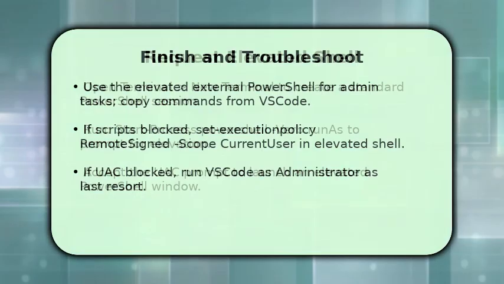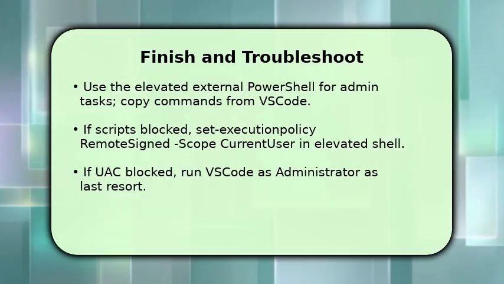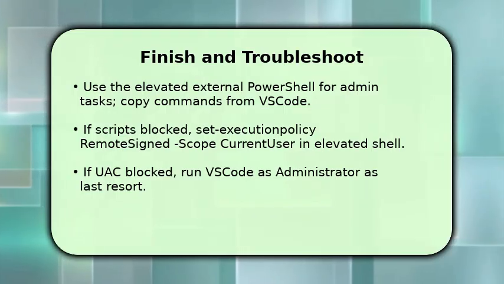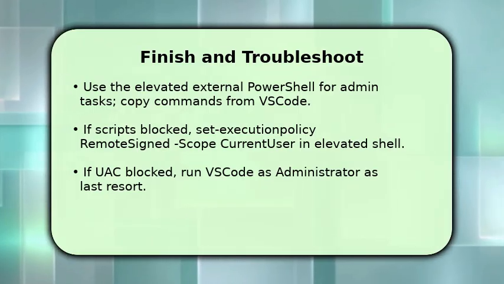Finally, perform your admin tasks in the newly elevated PowerShell window. You can copy commands from VS Code and paste into that window. If scripts are blocked, run Set-ExecutionPolicy RemoteSigned -Scope CurrentUser inside the elevated shell, and explain why you changed it.